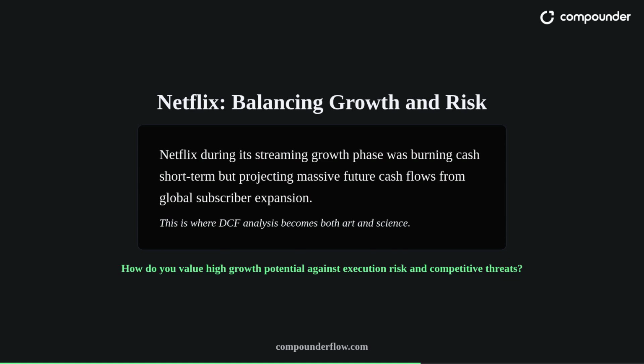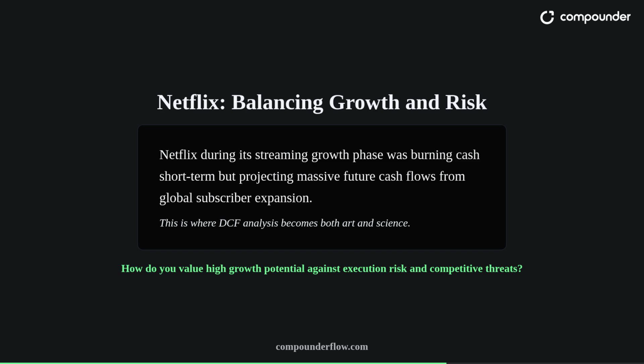Third, lower risk reduces the discount rate, which increases present value. Stable, predictable businesses with strong competitive moats can use lower discount rates than volatile, risky companies. This makes their future cash flows worth more today.